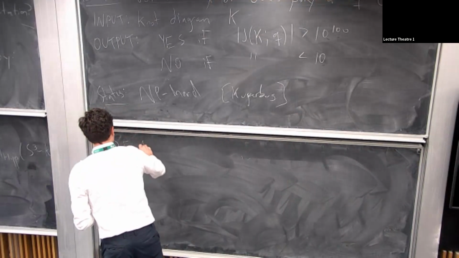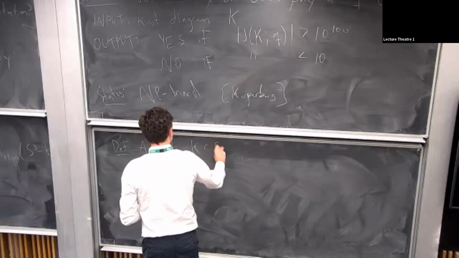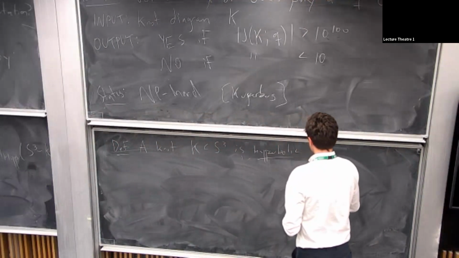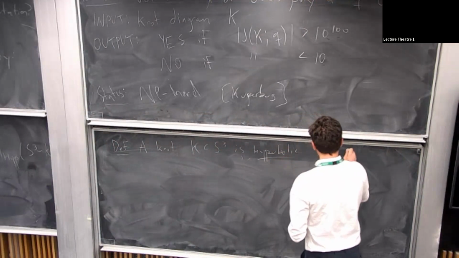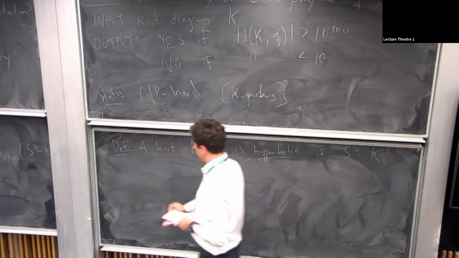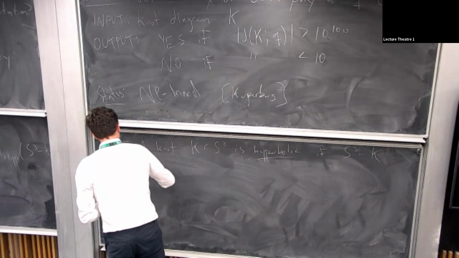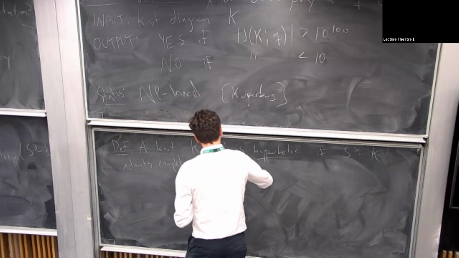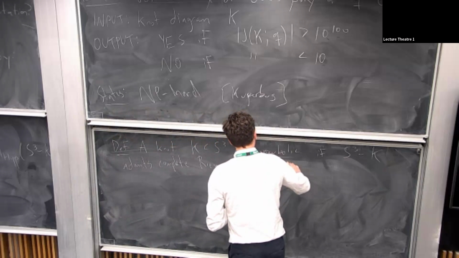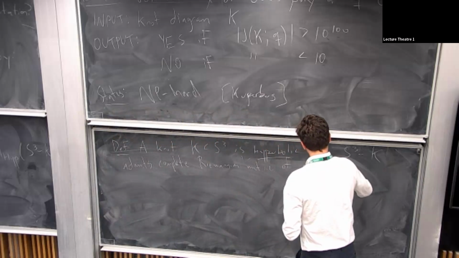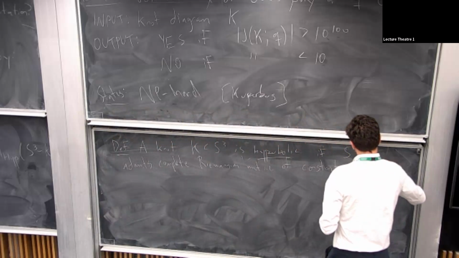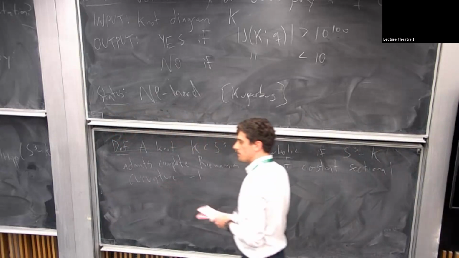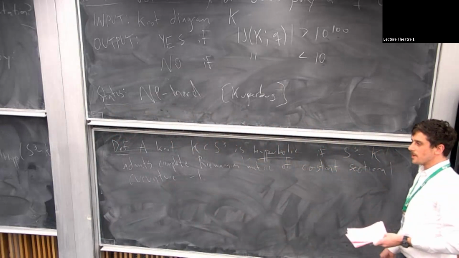A knot K in S3 is hyperbolic. And this is maybe not a super satisfying definition, but it's hyperbolic if the complement of the knot, S3 minus K, admits a complete Riemannian metric of constant sectional curvature minus 1. Hopefully those words are okay. It's a little technical.